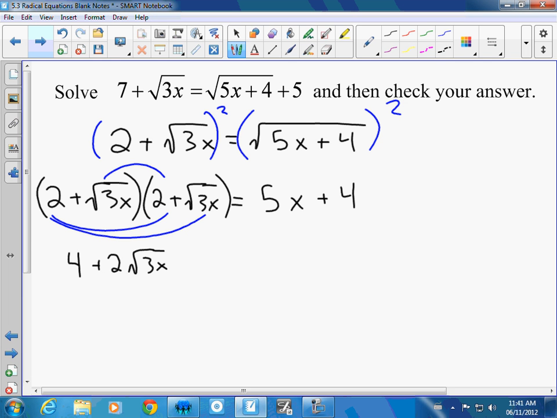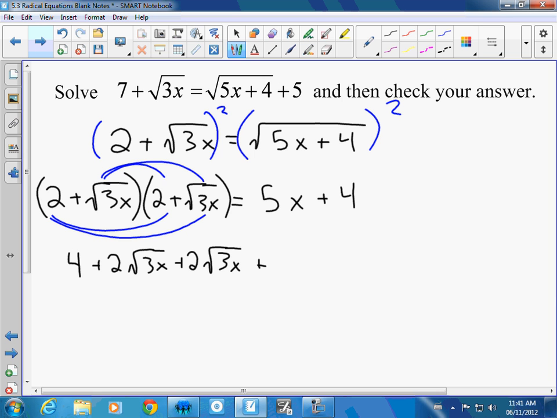You know that multiplication doesn't matter the order that you do them in, right? So this was 2 times root 3x, which is 2 root 3x. This is root 3x times 2, which is still 2 root 3x. Isn't that correct? Doesn't matter the order. Why did I do them that way? So then I can combine them. Okay, now this one is going to throw some of you.